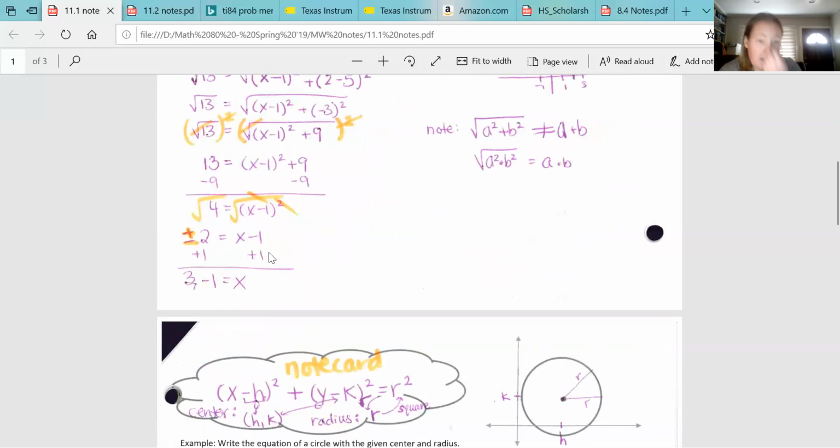And then when you take the square root, don't forget you have plus or minus 2. And then when we add 1, we either have 3 or -1. And both of those are legitimate answers. There's no extraneous solution on this one.